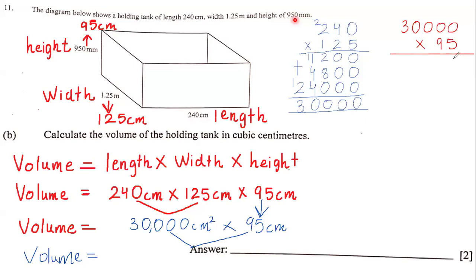5 times 0 is 0. 5 times 0 is 0. 5 times 0 is 0. 5 times 0 is 0. 5 times 3 is 15. 9 times 0 is 0. 9 times 0 is 0. 9 times 0 is 0. 9 times 0 is 0. 9 times 0 is 0. 9 times 3 is 27.